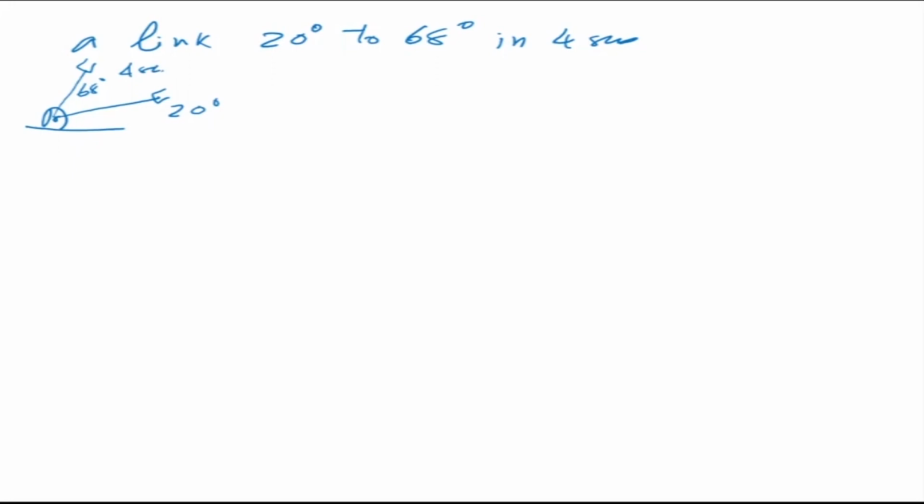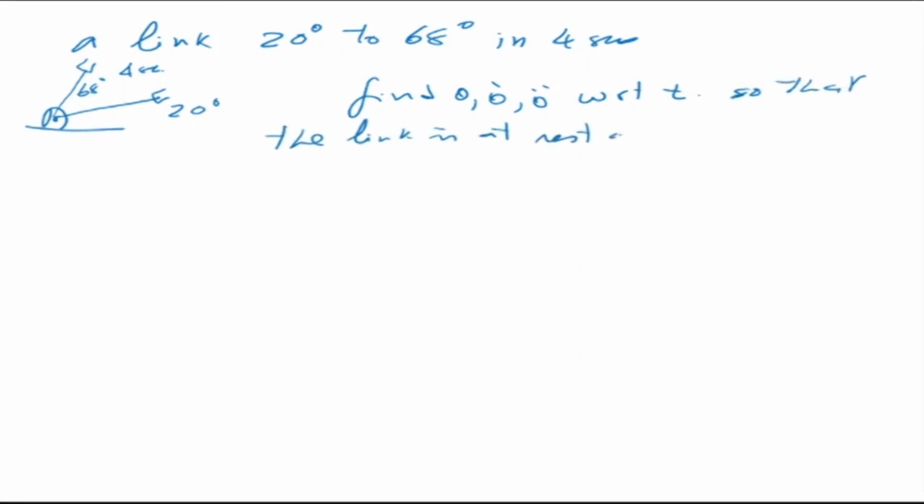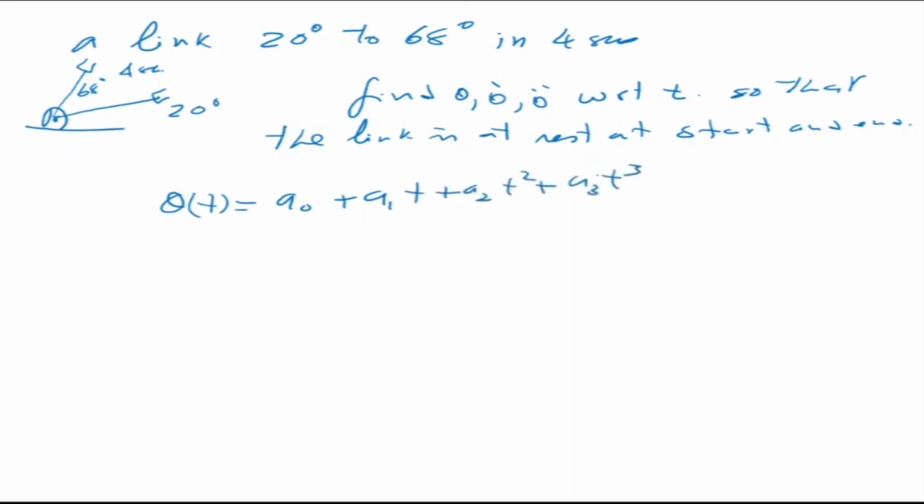So there's a single link which is moving from 20 degrees to 68 degrees in 4 seconds. Calculate the position, velocity and acceleration. Find theta, theta dot, theta double dot with respect to time so that the link is at rest at start and end. That means velocity at start and velocity at end is 0. So I can write down the equation of the polynomial: theta(t) is equal to a0 plus a1 t plus a2 t squared plus a3 t cubed.